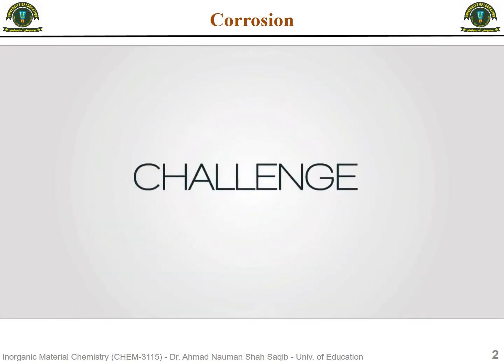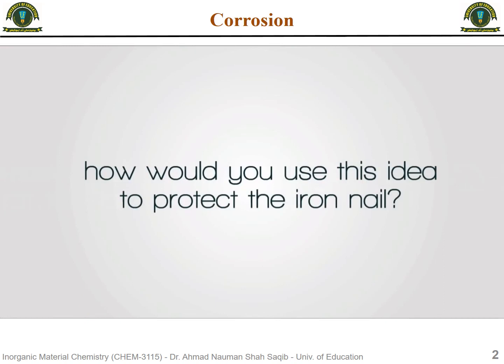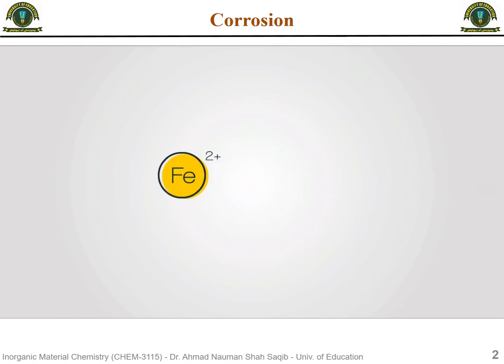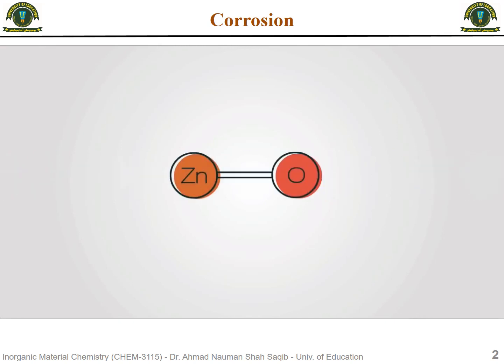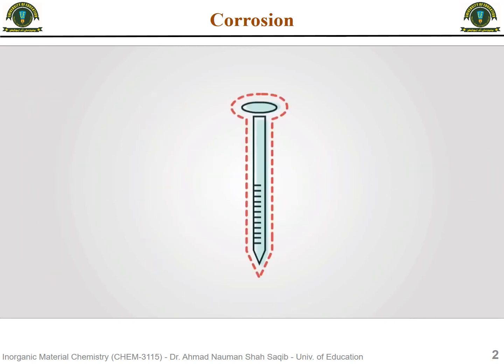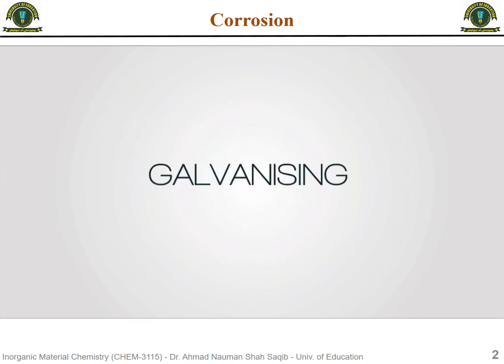Here's a challenge. How might you use this idea to protect the iron nail? The answer is that by covering a metal like iron with another more reactive metal, like zinc, is that the zinc forms the zinc oxide layer quickly. The iron underneath is protected. This process is called galvanizing and can last up to 100 years.